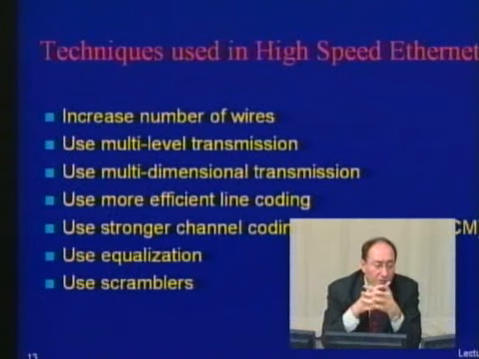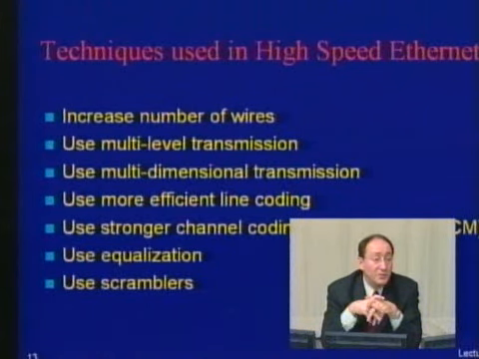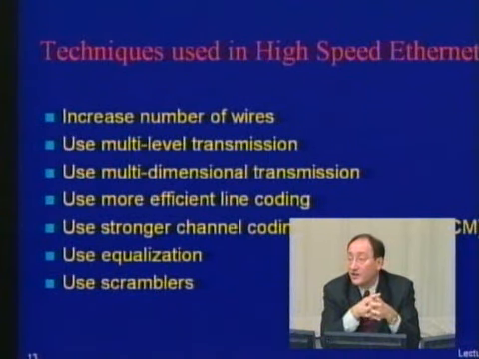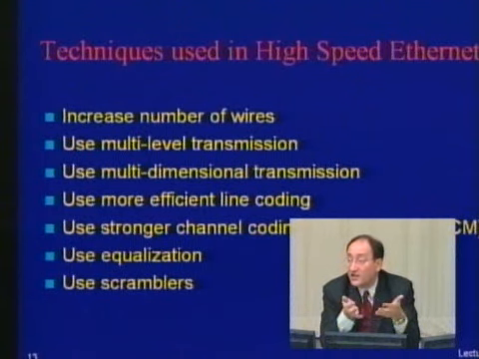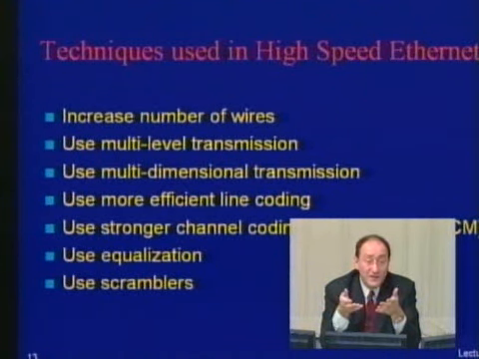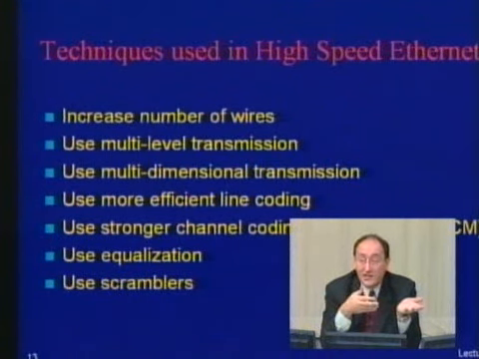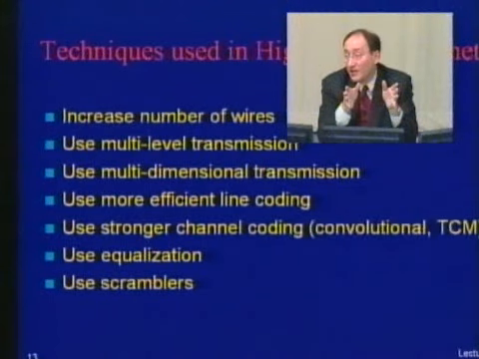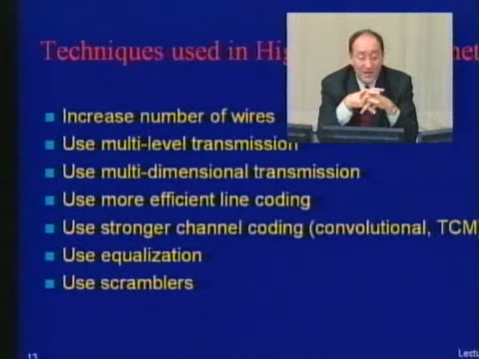Then, what else do they use? They use more efficient line coding. You remember we discussed that before, that the most popular line coding that we were using so far was Manchester coding. Manchester coding is 1B, 2B. Each bit is translated to 2 bits. So efficiency is 50%. They try to play tricks with other codings, other line coding, if you want to call it, which is more efficient than Manchester.